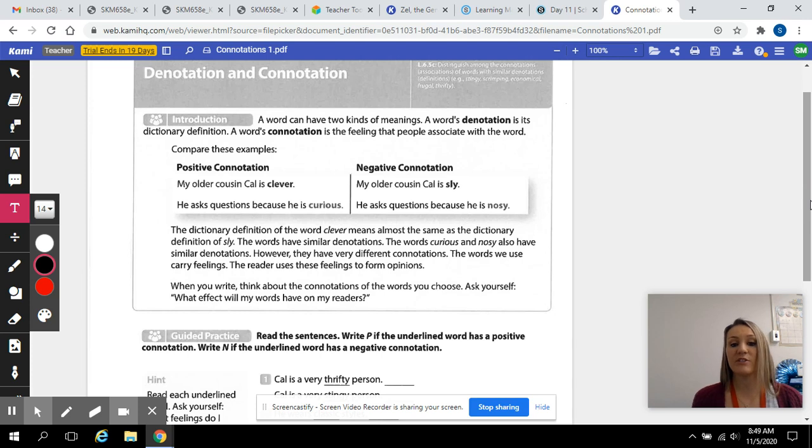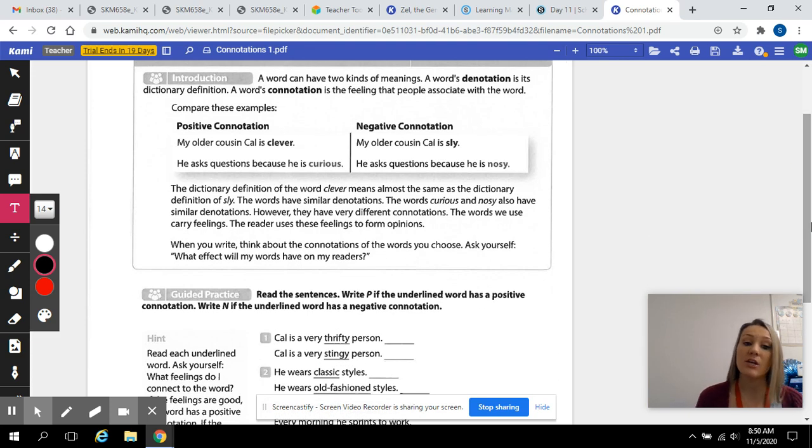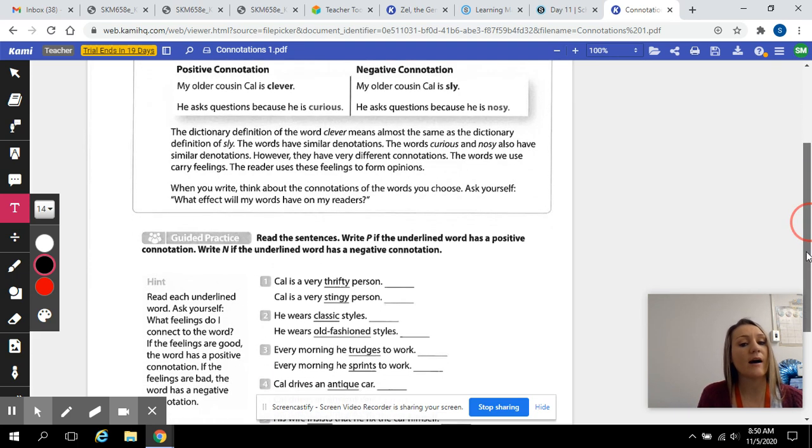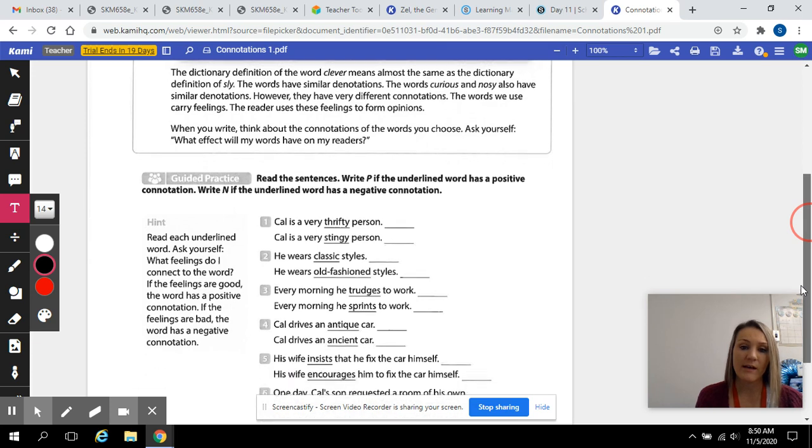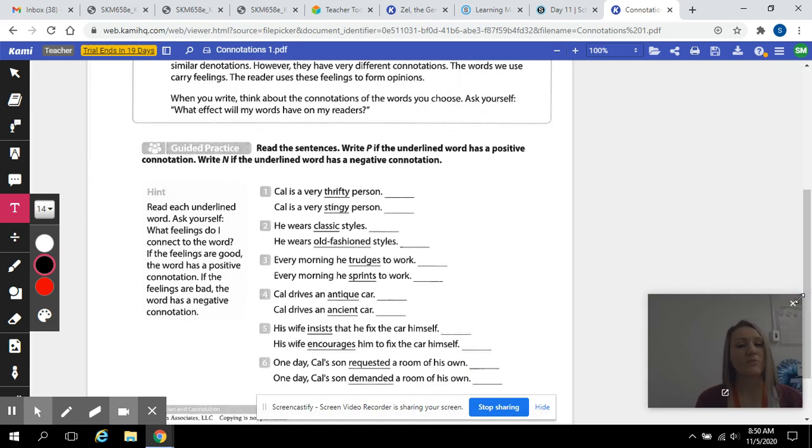The dictionary definition of the word clever means almost the same as the dictionary definition of sly. The words have similar denotations. The words curious and nosy also have similar denotations. However, they have very different connotations. The words we use carry feelings. The reader uses these feelings to form opinions. When you write, think about the connotations of the words you choose. Ask yourself, what effect will my words have on my readers?